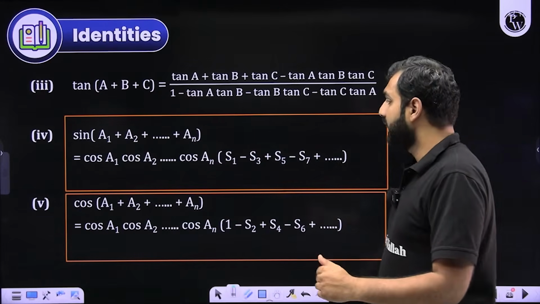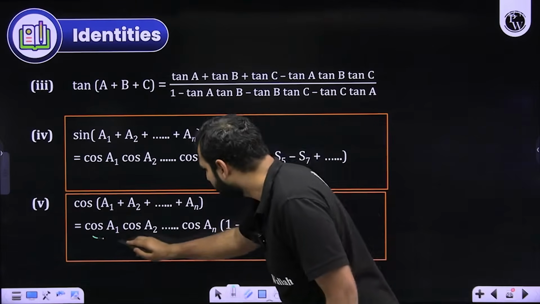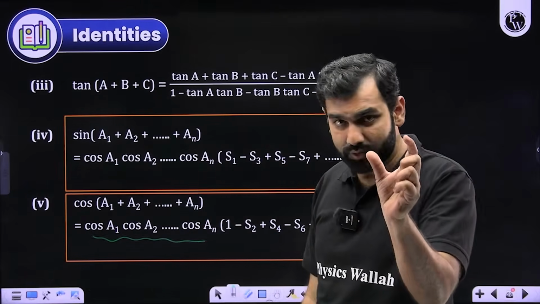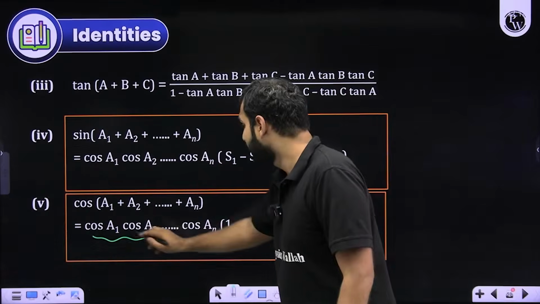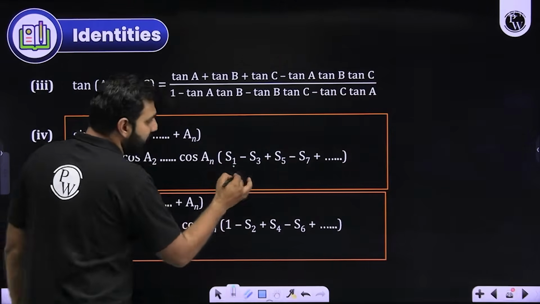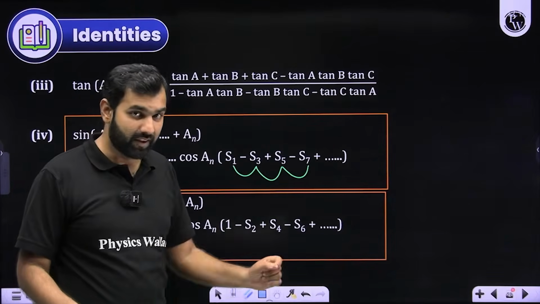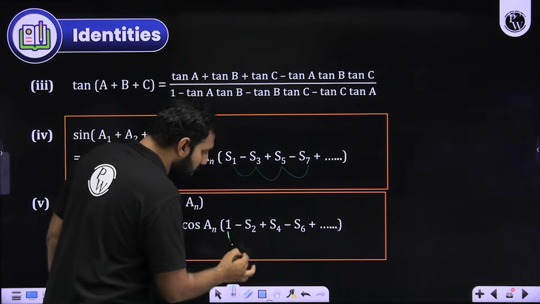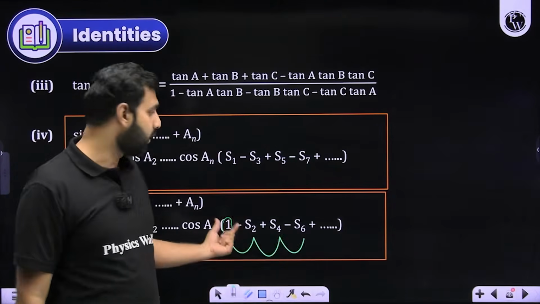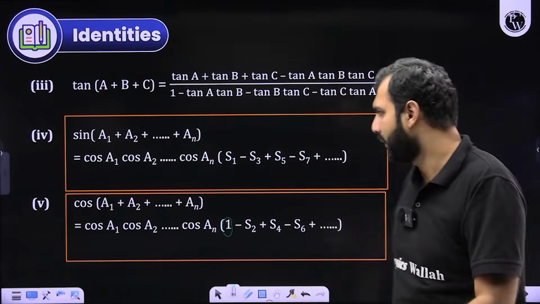What if the formula is cos of (A+B+C+D), something like that? Then you again take cos A1, cos A2, cos A3, up to cos An, the cosines of all the angles which we are given over here, and take the product times the whole of S0 minus S2 plus S4 minus S6. Previously I took S1, S3, S5, S7 with alternating plus and minus signs. This time it is the even ones: S0, S2, S4, S6. S0 is basically 1, again with alternating plus and minus. But what are S1, S2, S3?